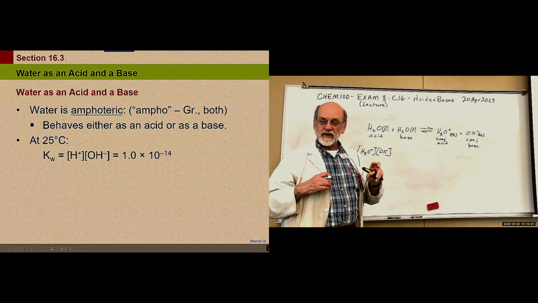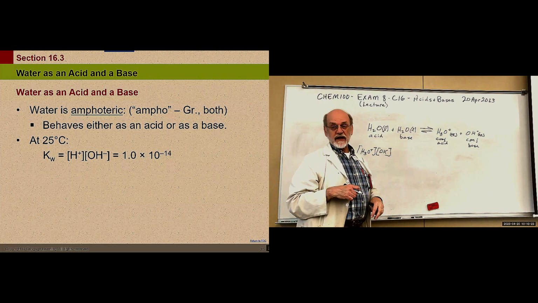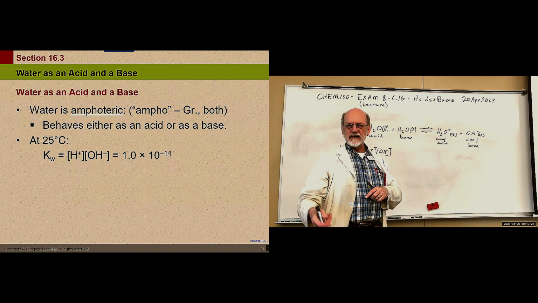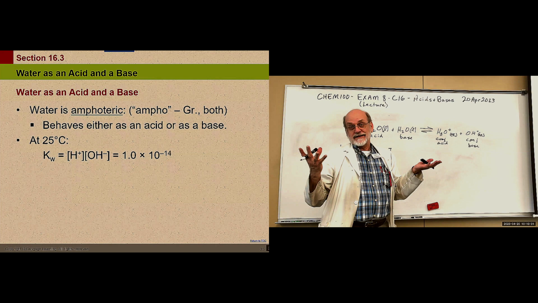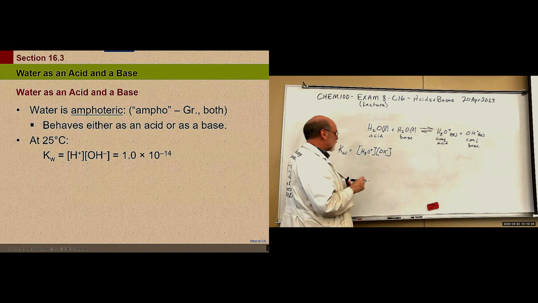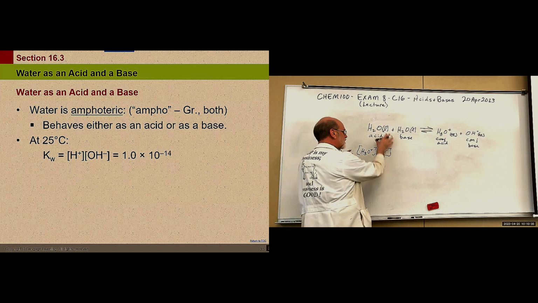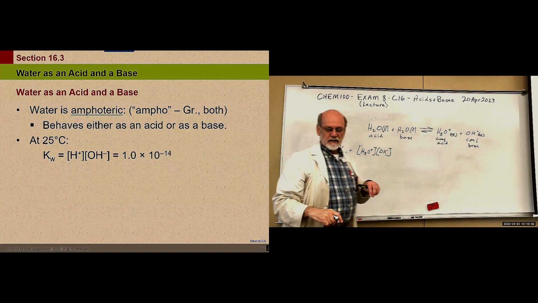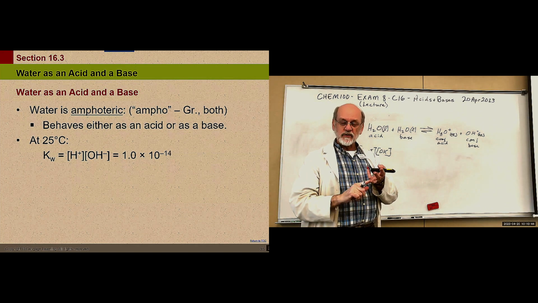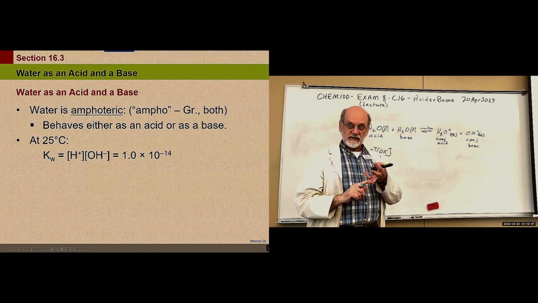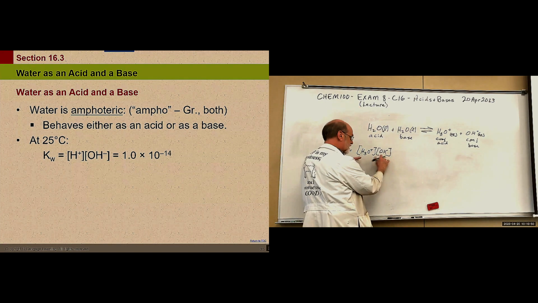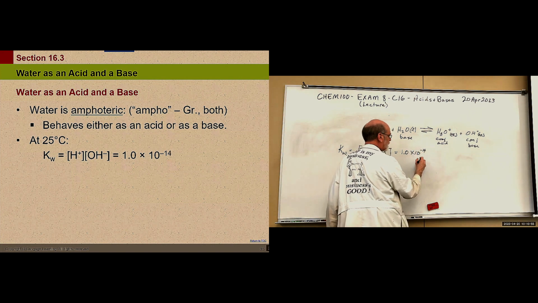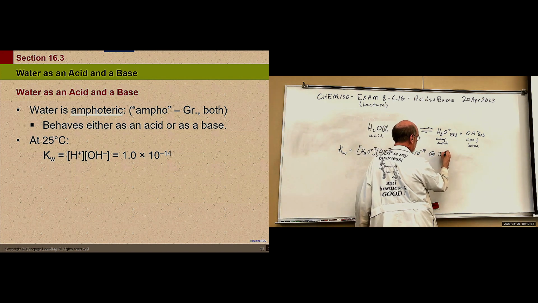The reason we do that is because these concentrations don't change, right? It's like, what's the concentration of me in myself? It doesn't change. If you want to think of it that way, you can think of these concentrations as incorporated in that value. But that's convention. Solids and pure liquids are not included in the equilibrium expression. So when we do this, we come up with a value of 1.0 times 10 to the minus 14 at 25 degrees C.